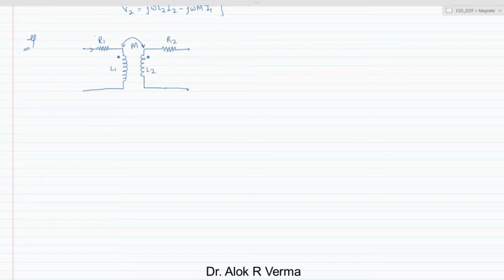Suppose the current is I1 with a voltage polarity V1. Here is V2, and the current is entering into I2. So if you see, the current direction is this way, and here the current direction is this way. Correct? So now we write the KVL equation for coil 1 and coil 2.